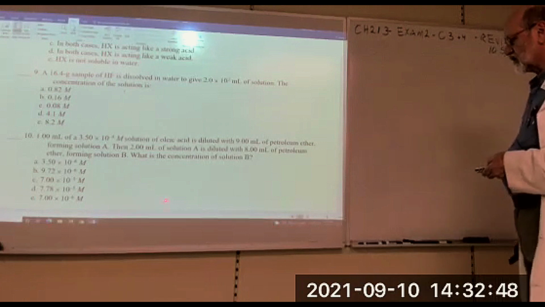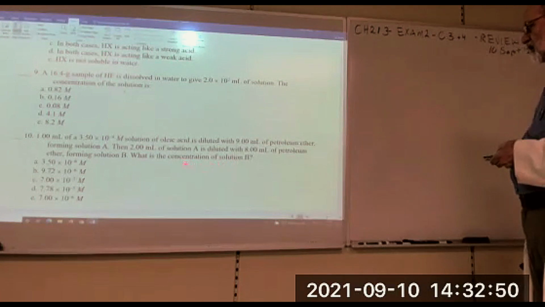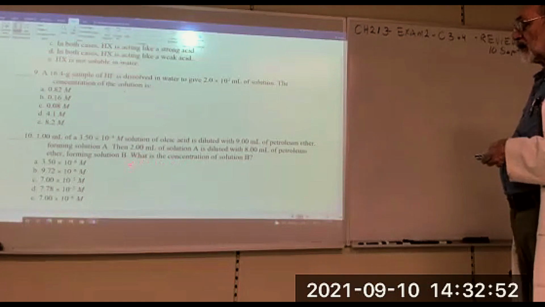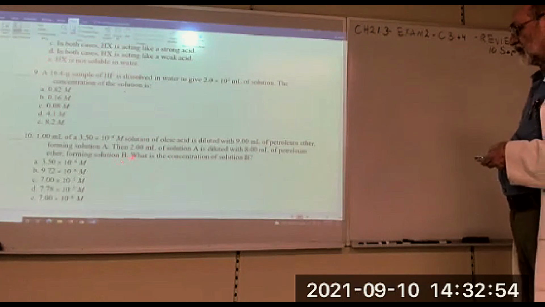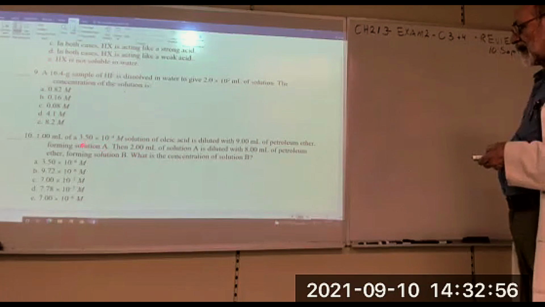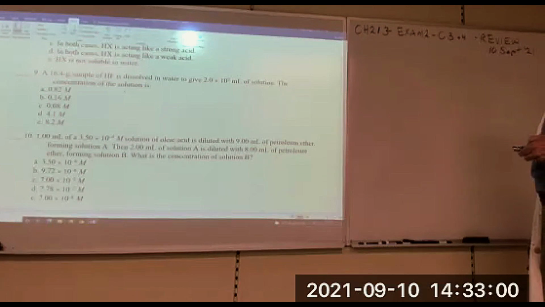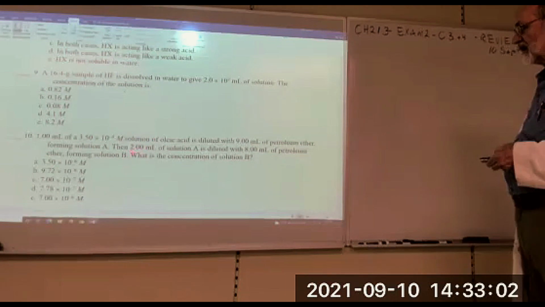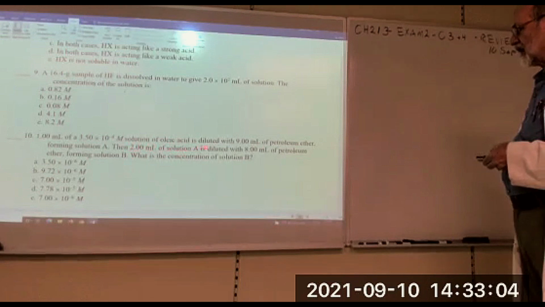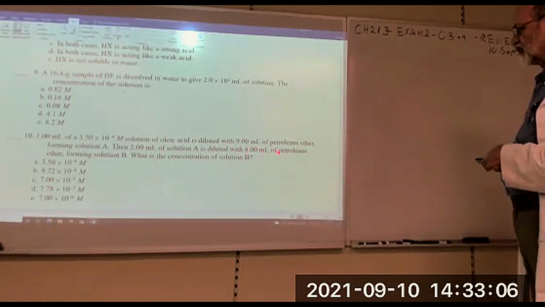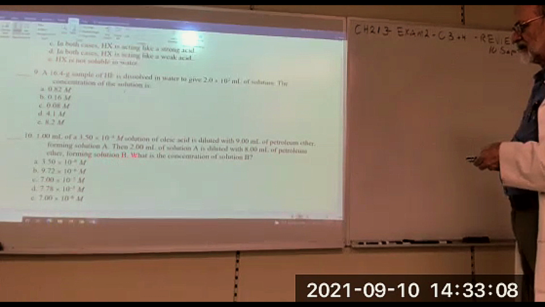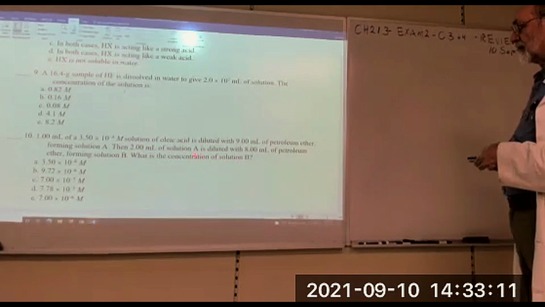What's the concentration of solution B? Oh, they're throwing a lot of blue smoke up in your face with this one. It describes solution A, but it asks about solution B. So you don't even need to pay attention to solution A. Solution B is 2 milliliters of solution A diluted with 8 milliliters of petroleum ether. What's the concentration of solution B?